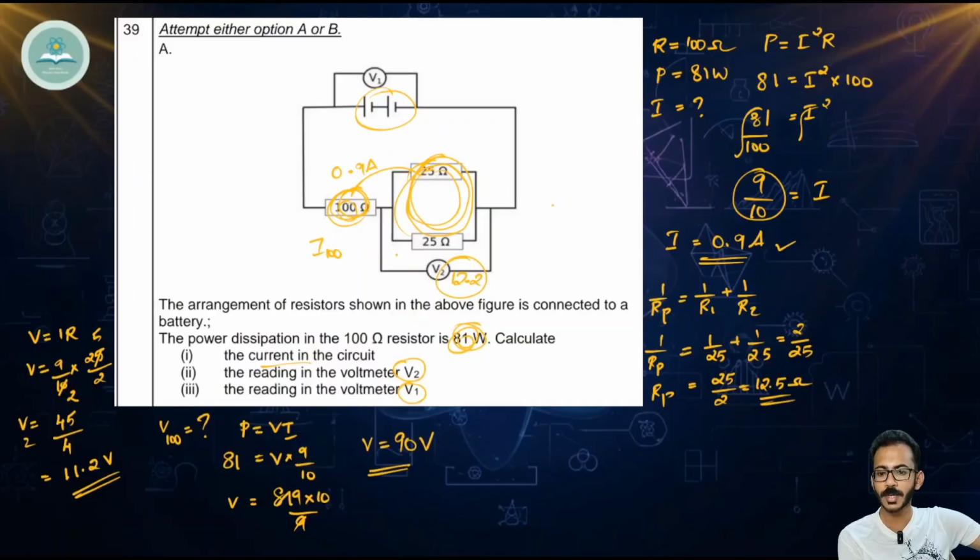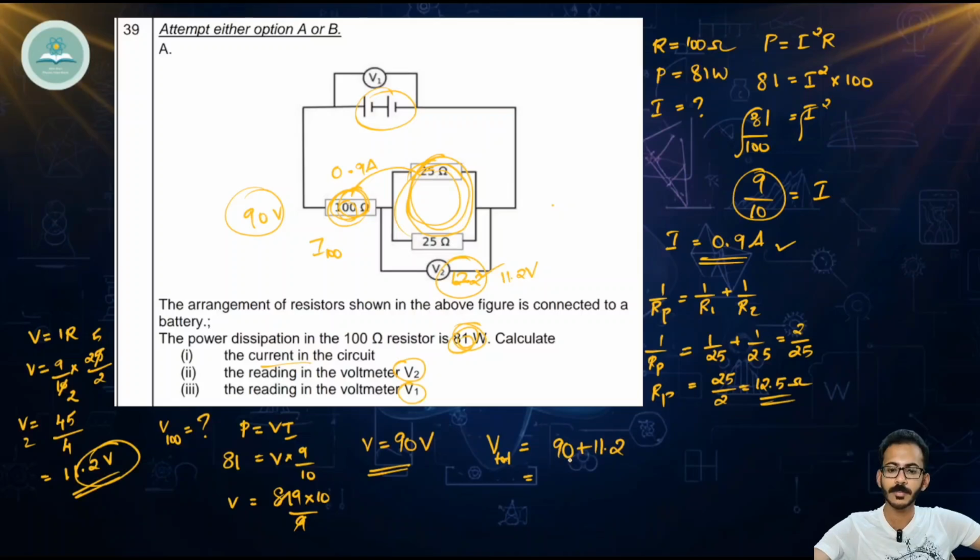So here potential difference across this one is 90 volt, and the potential difference across this is 11.2 volt. So now the total V will be equal to this 90 plus 11.2. That is equal to 90 plus 10, 100, so 101.2 volt. This is the answer.